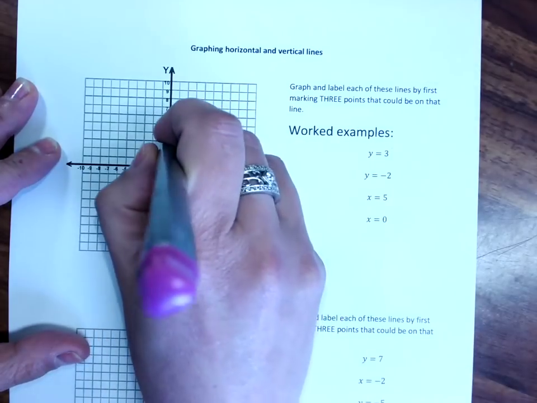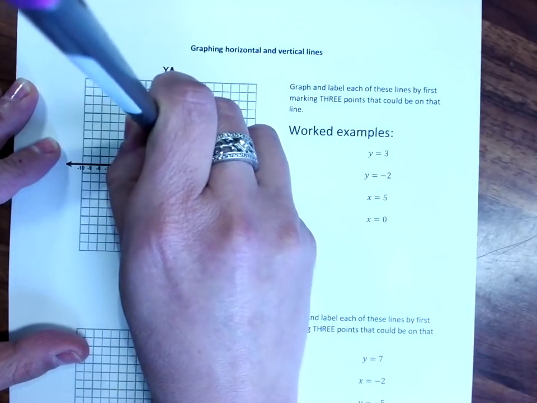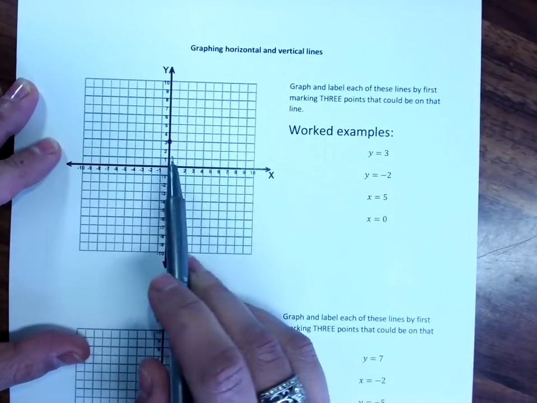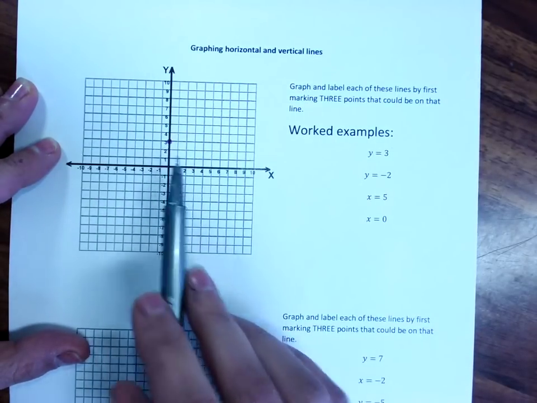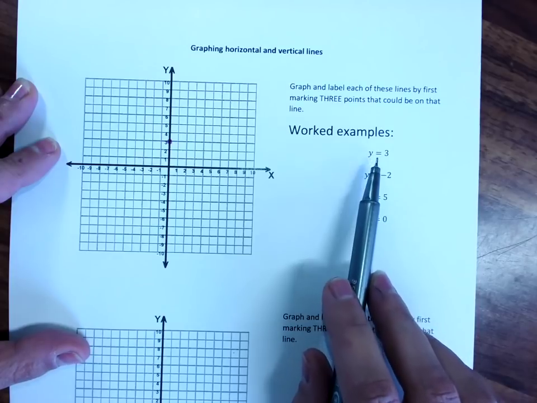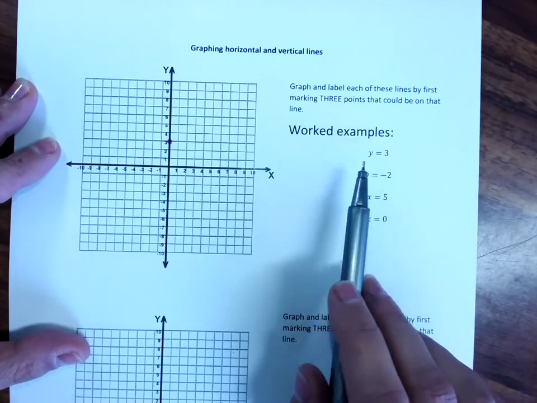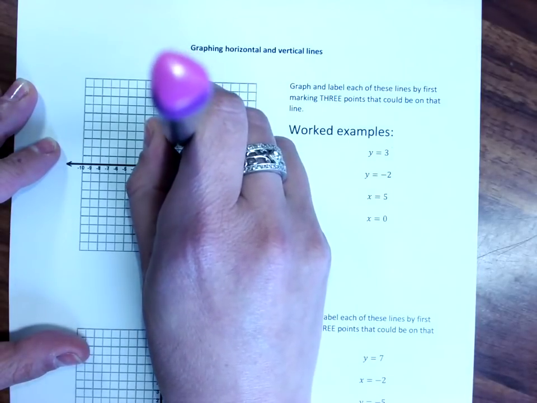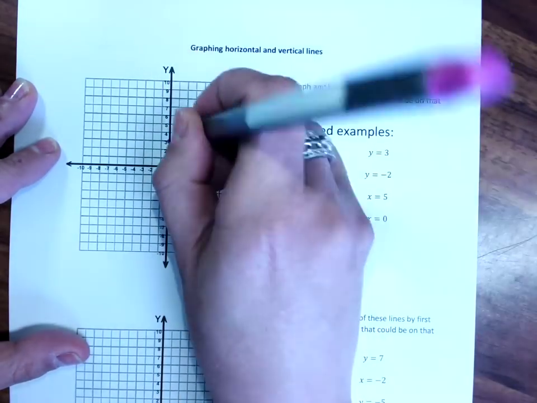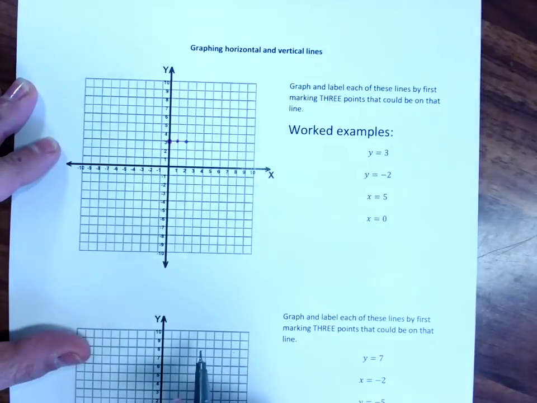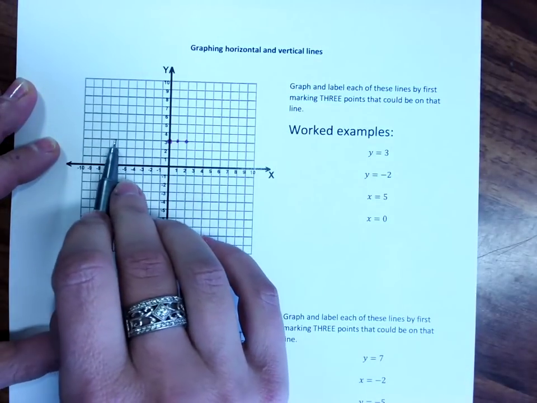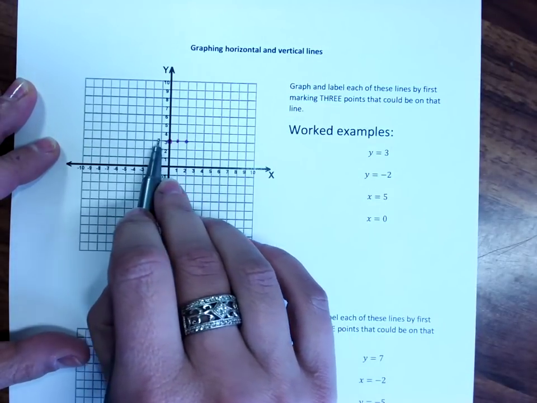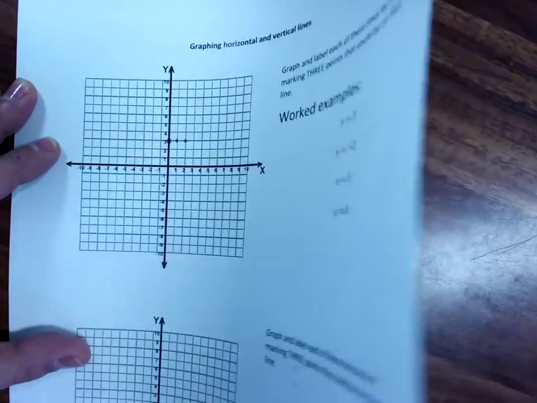Now here's a really good spot for Y to equal 3. That's where Y equals 3. Basically what this is saying is it doesn't matter what X equals, Y is 3. If X is 1, Y is 3. If X is 2, Y is 3. Anywhere along this line here lines up with Y equals 3.